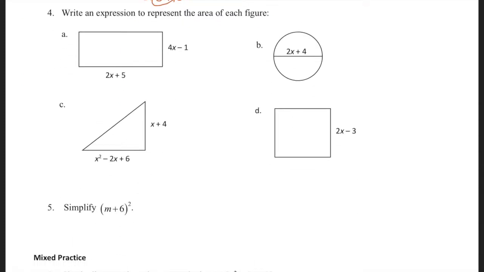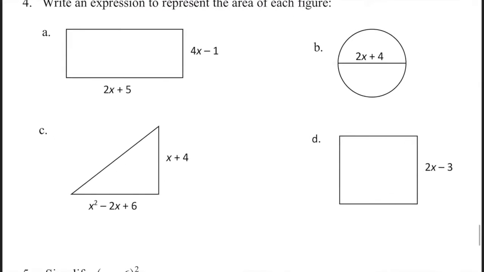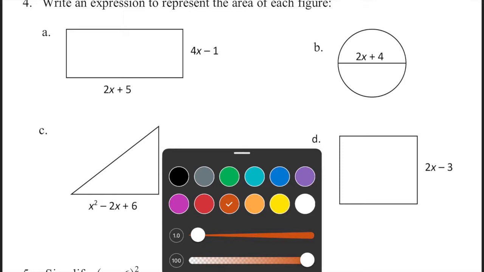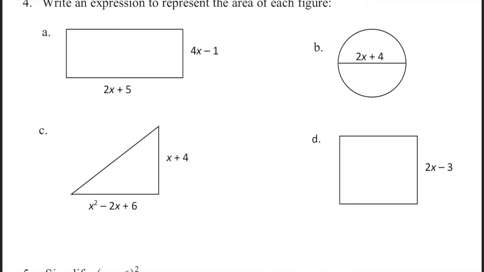So we're going to write an expression to represent the area of each figure. Let me get a different color. I'm going to go with pink. All right. This is a rectangle, and the area of a rectangle is length times width. So I'm just going to do that times that. So the expression is going to be 2x plus 5 times 4x minus 1.